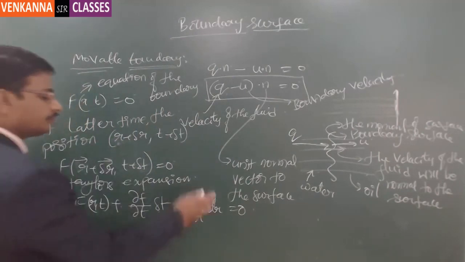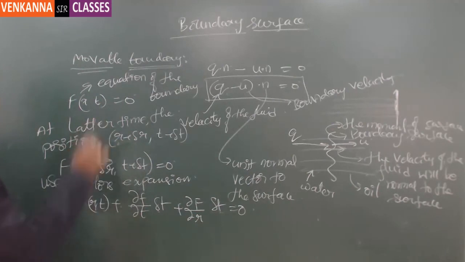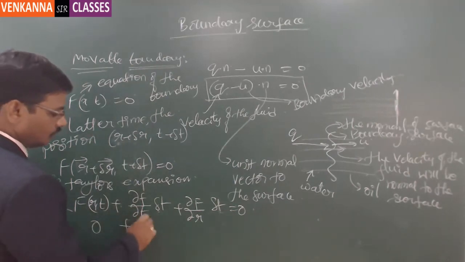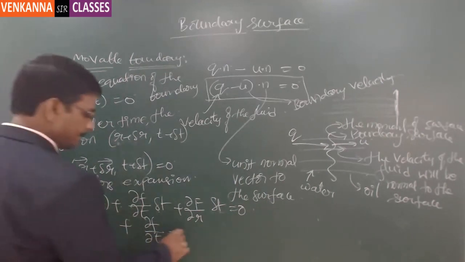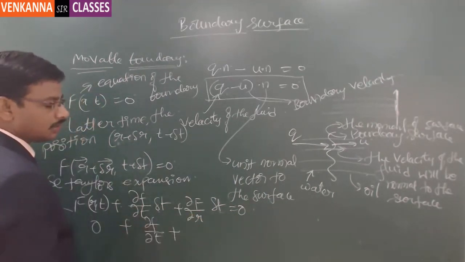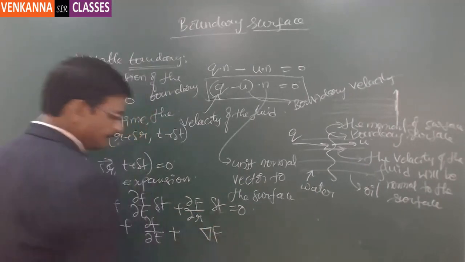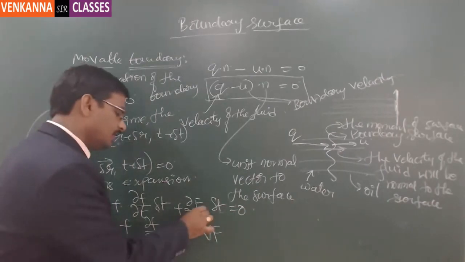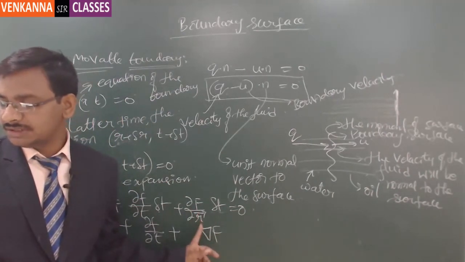And then f of r comma t is equal to 0, which is the original boundary condition. So you can replace this with 0, and then we have dou f by dou t plus dou f by dou r, which is what we call del f. Because r is a vector, when you take a derivative with respect to a vector, it is nothing but del, right? So by definition this is del.